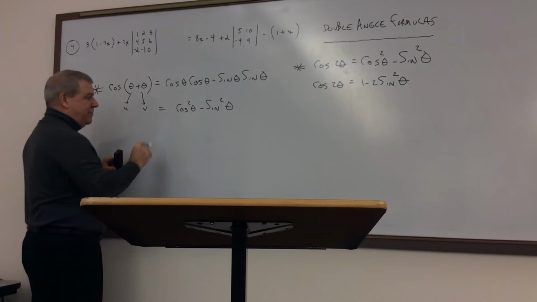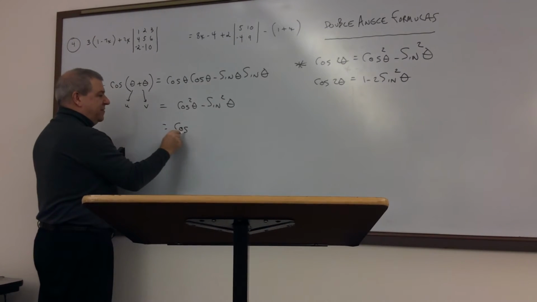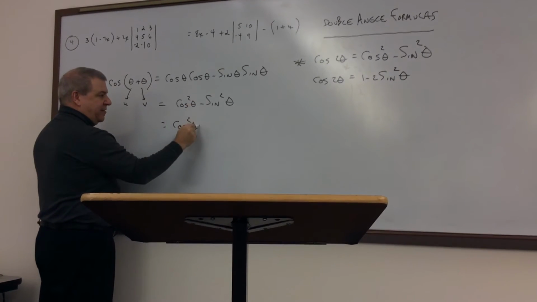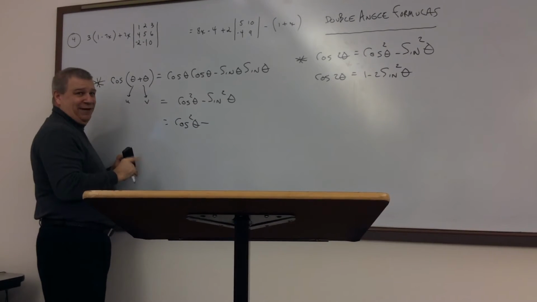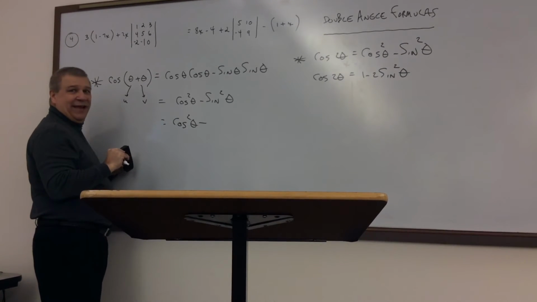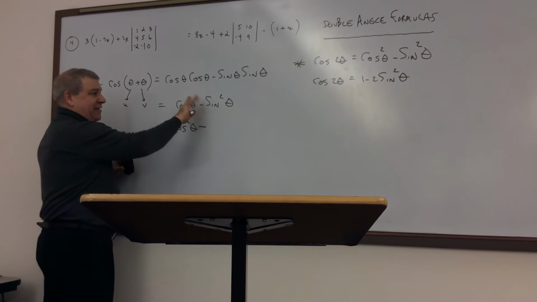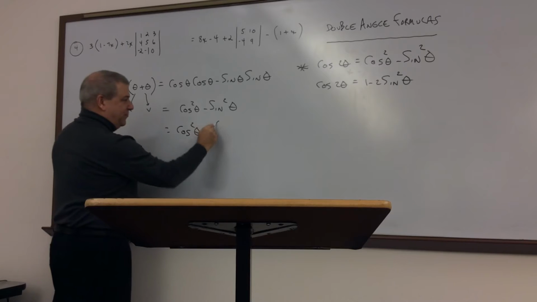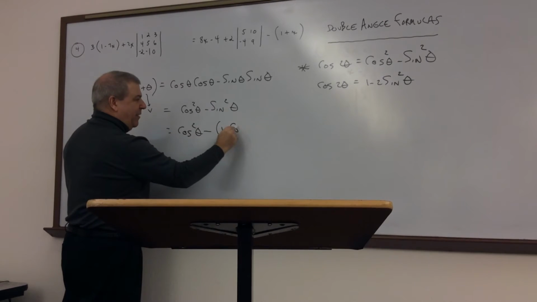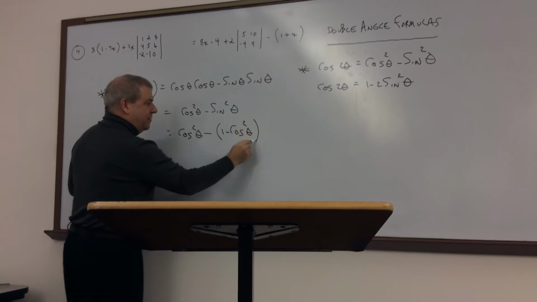Adam? 1 minus cosine squared. Okay, now watch this. See this minus sign that comes down here? What am I going to have to draw in there after that minus sign? Very important. Can't leave it out, because it's minus that whole thing. Jack? That's right. So sine squared is 1 minus cosine squared.